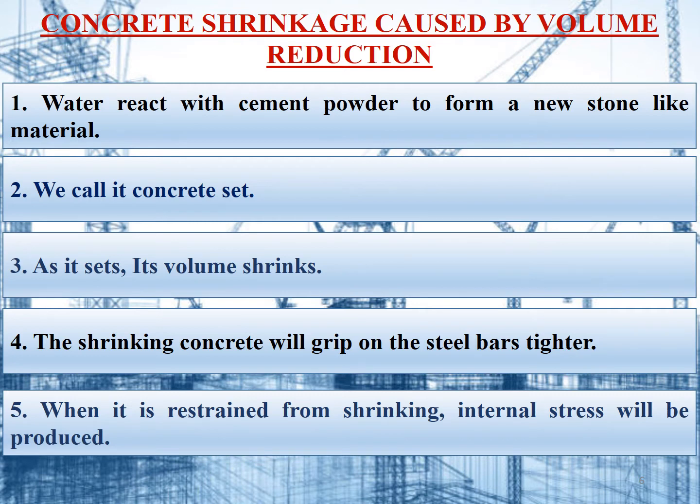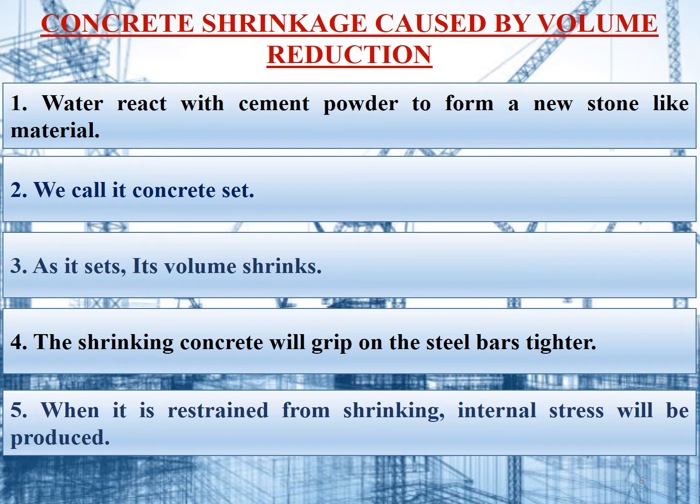Right. Move to the third cause of the shrinkage, concrete shrinkage caused by volume reduction. Basically, the shrinkage begins to take place as soon as the concrete is mixed. We call the process concrete setting. Due to the chemical reaction, the new molecules occupy less space than the individual cement and water. As it sets, its volume shrinks.